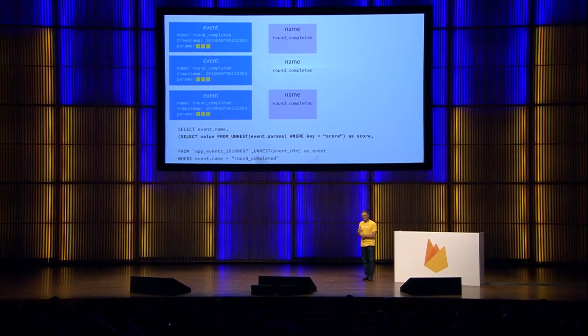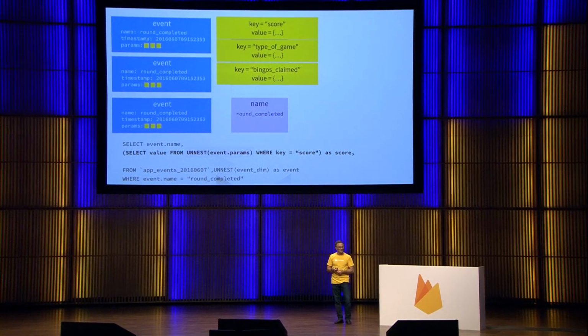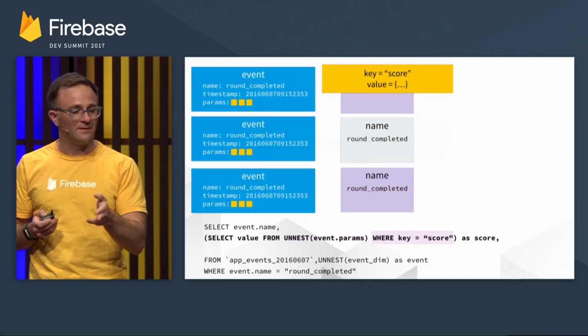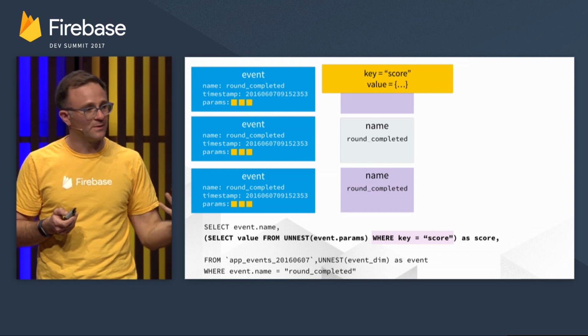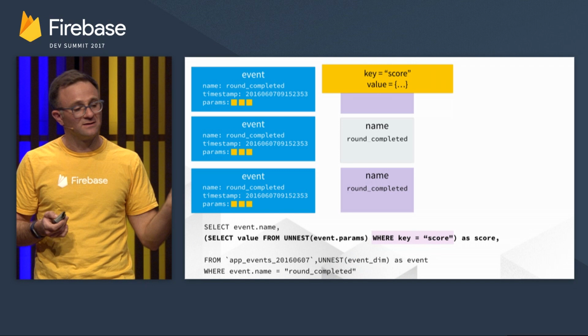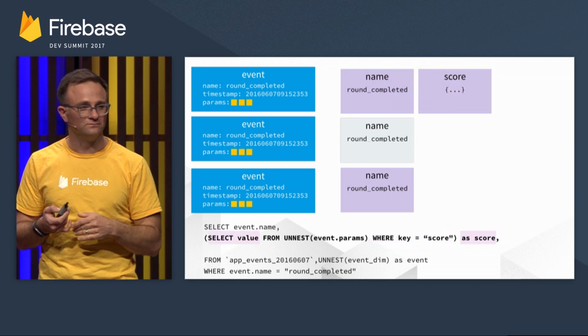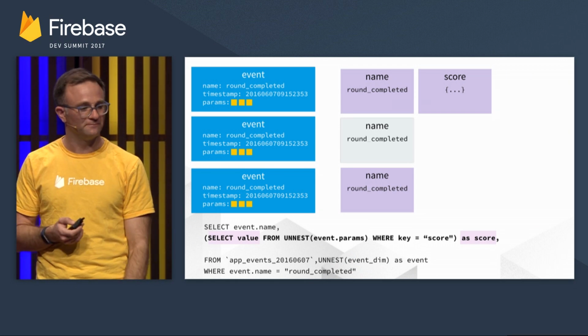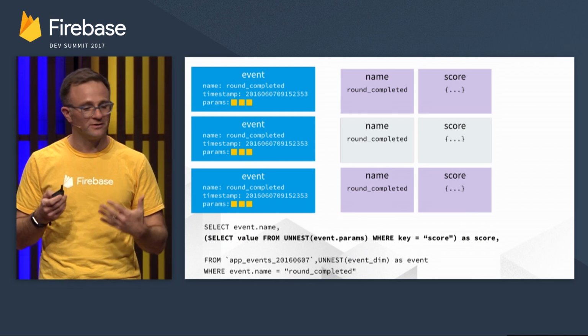So what does that mean? Well, this from unnest event params creates, you can think of it like, a temporary table, where we take our parameters in that event and expand them out. And then we say, OK, let's just grab where key equals score. And so now we just have one entry from our parameters array. Then we can select the value of that, and that will be in a new column in our database called score. And that works for basically every row in our table.